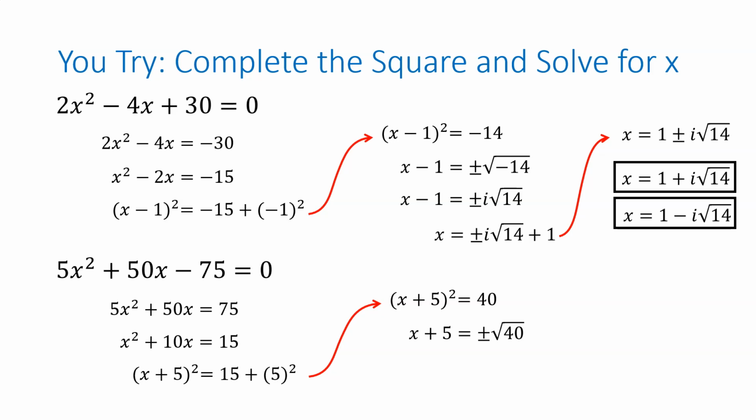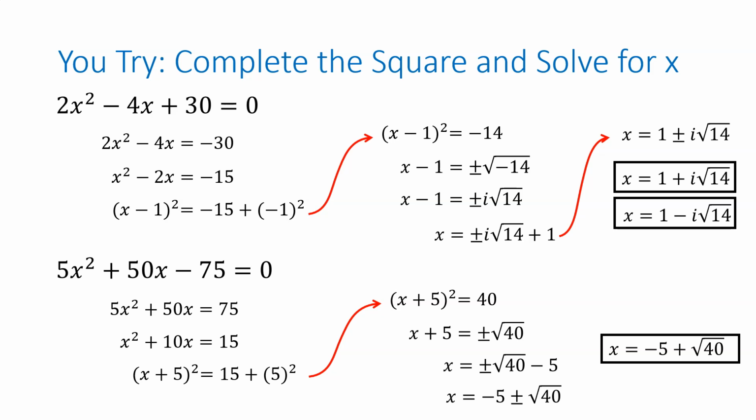We move the 5 to the other side, it becomes negative, and we get x equals plus or minus square root of 40 minus 5. We reorder the terms, and we get x equals negative 5 plus or minus square root of 40. And our two solutions written out are x equals negative 5 plus the square root of 40, and x equals negative 5 minus the square root of 40.